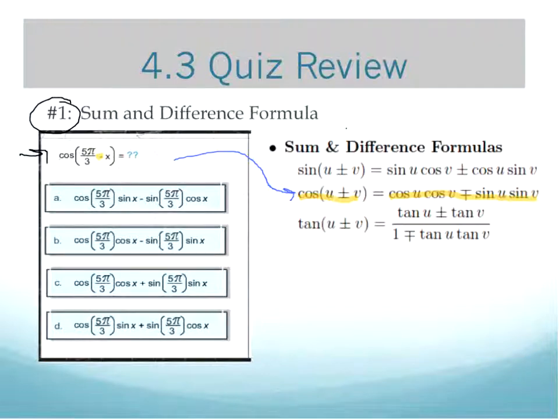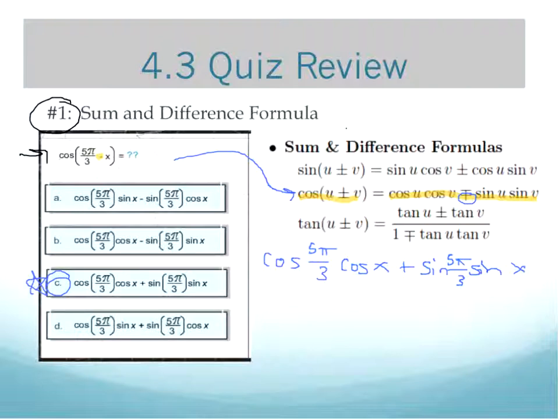So let's go ahead and write out what we have. So I would have cosine of 5 pi over 3 times cosine x. Now again, since I'm using the bottom, I'm going to be using that plus sign. Sine 5 pi over 3 times sine x. So that would give us option C.